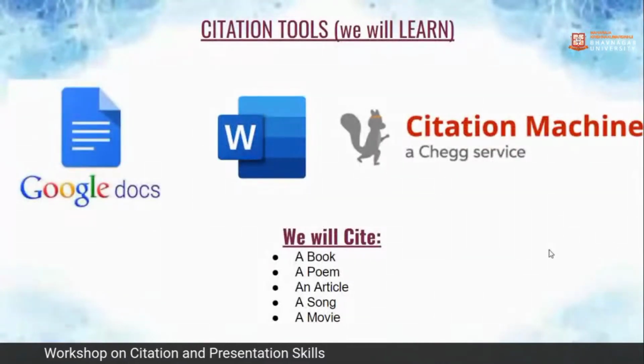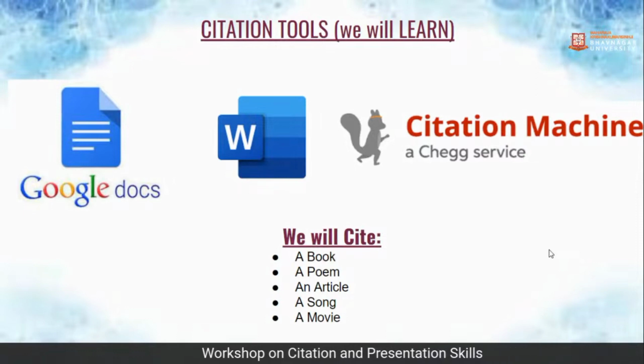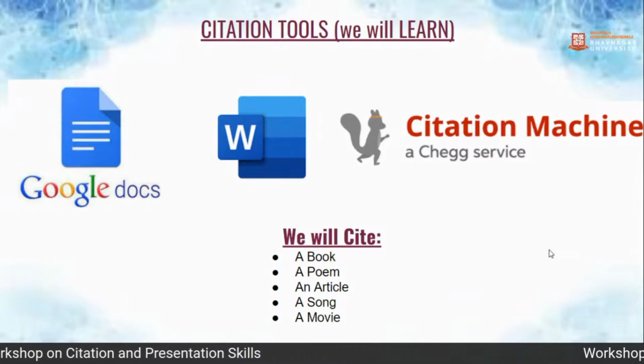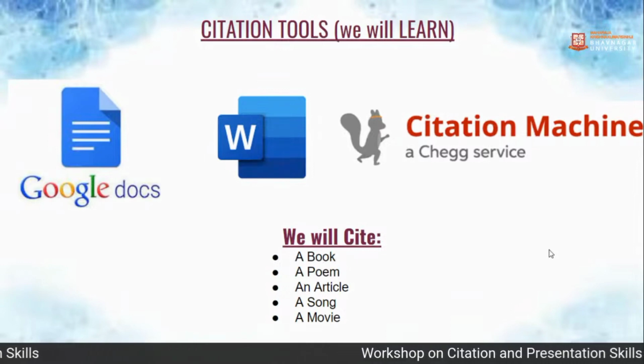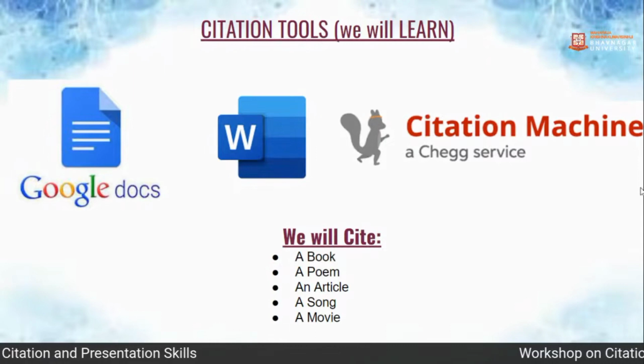The citation tools which I have generally tried and which are good are Google Docs, MS Word, and Citation Machine, which is a website. All three help for very good citation, but I prefer to use Google Docs, which gives the 8th edition of MLA citation. MS Word gives the 7th edition. Today we will cite a book, a poem, an article, a song, and a movie.